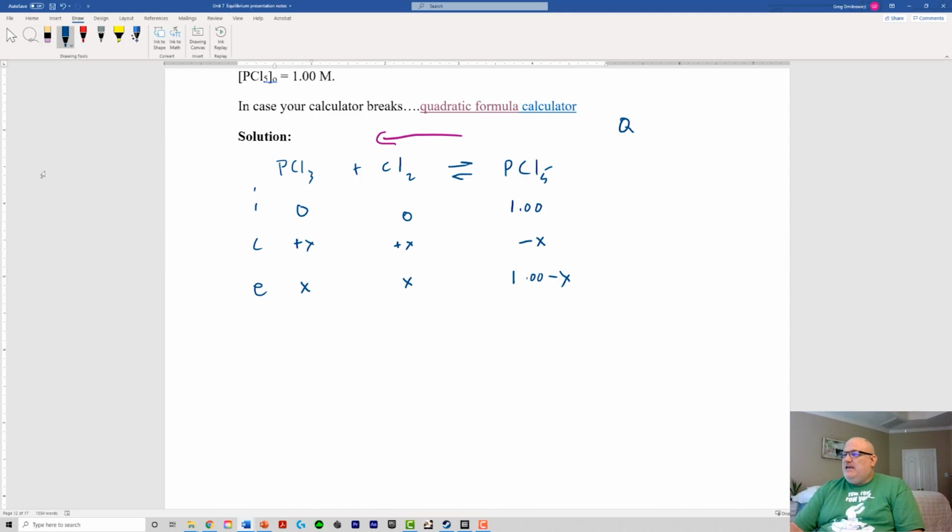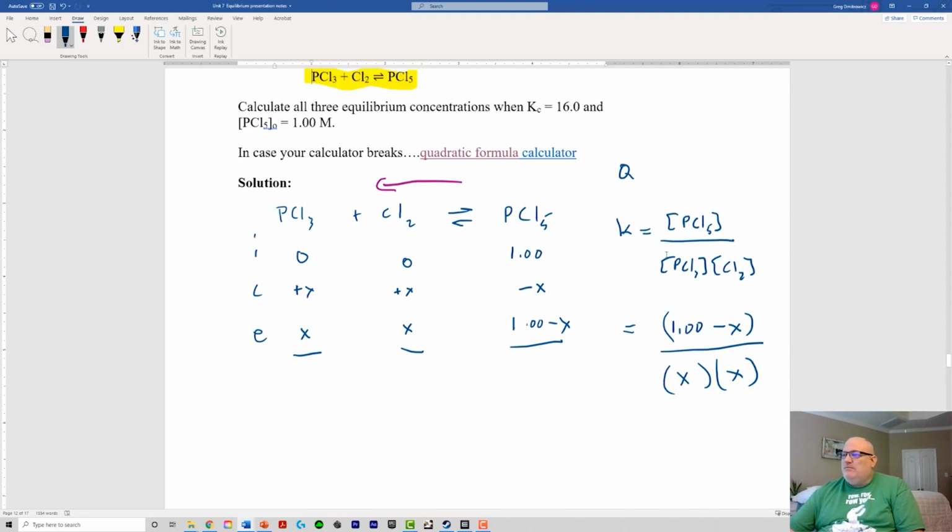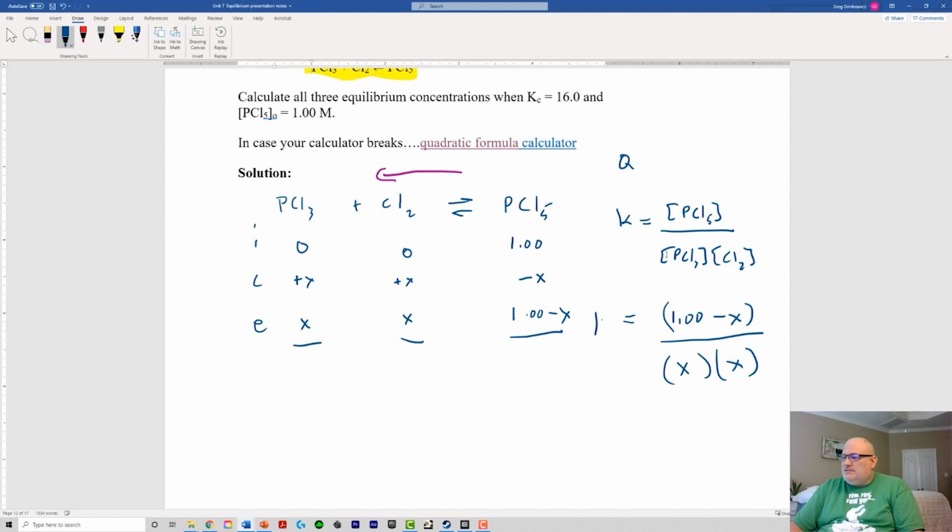Now, I kind of broke my own rule, because whenever I'm setting up problems like this, I always like to set my K up to begin with. I'm going to write my K expression right now. K is equal to my product concentrations, raised to their coefficients, all over my reactant concentrations, raised to their exponents. And if we plug the numbers in, these are our equilibrium values, so these are the ones we're plugging into our equation: x times x on top, all over 1.00 minus x. And that's going to be equal to the value they gave us for K in this problem, which happened to be 16.0.